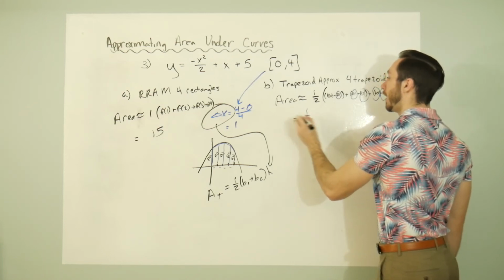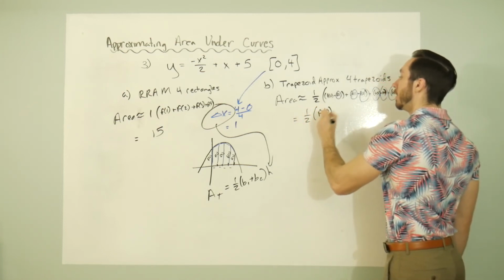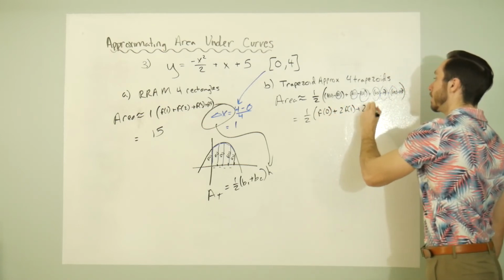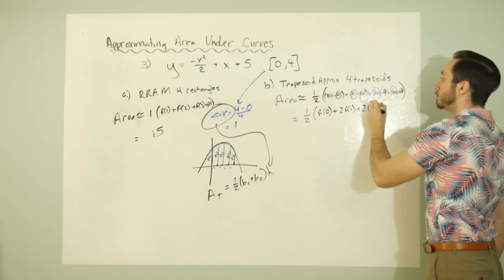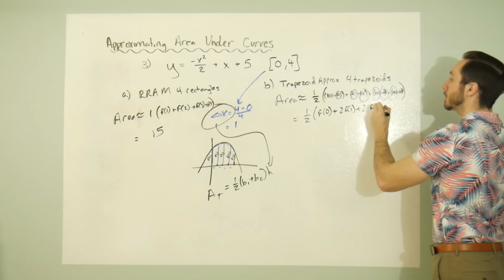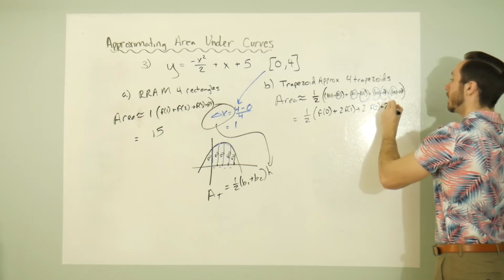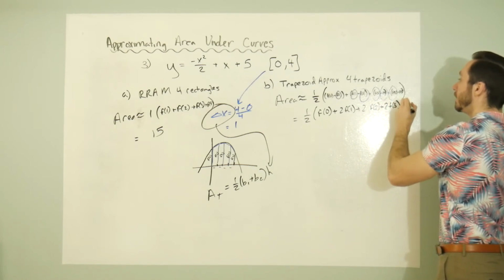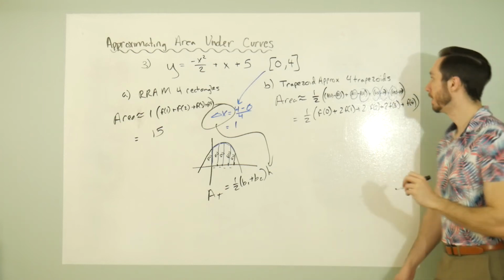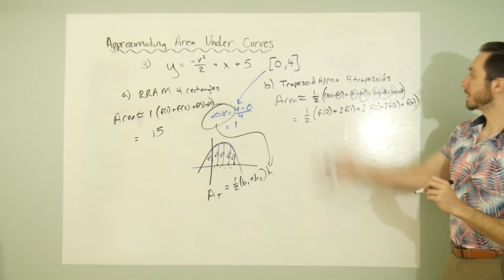You could see it as 1/2 times f of 0 plus 2 times f of 1 plus 2 times f of 2 plus 2 times f of 3 and then a single f of 4 at the end. You could see it this way, is all I'm really just saying with that. Anyway, throw all this stuff in.